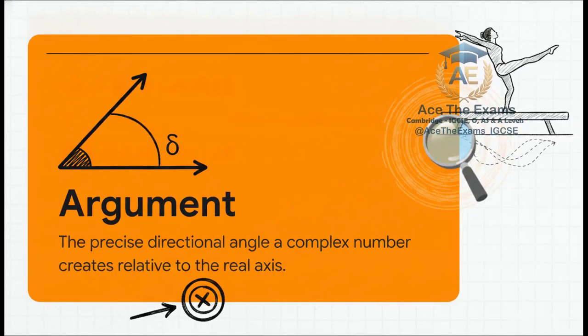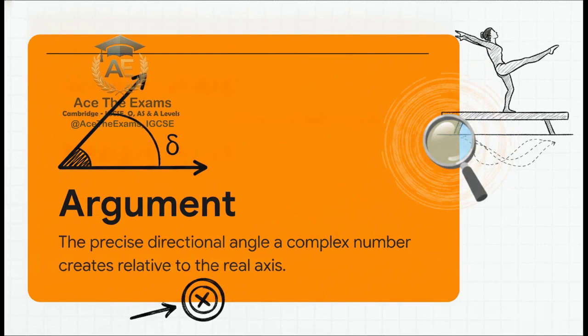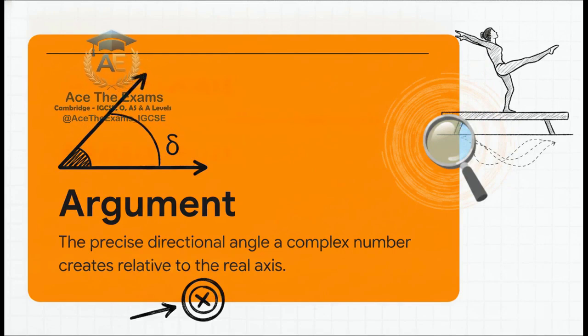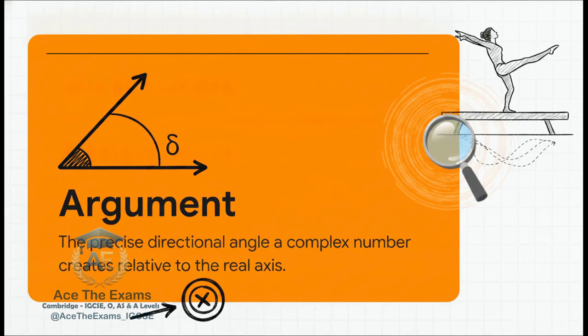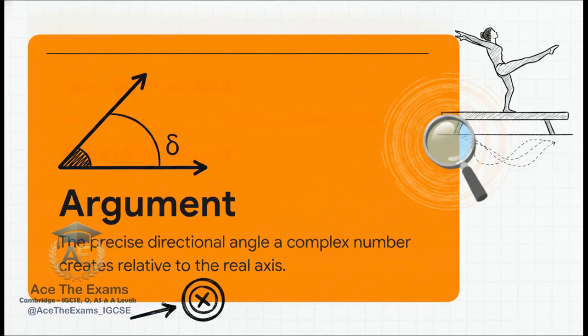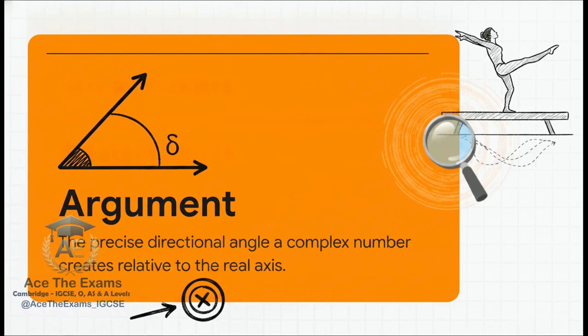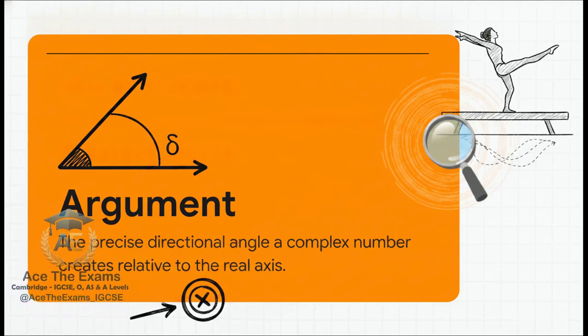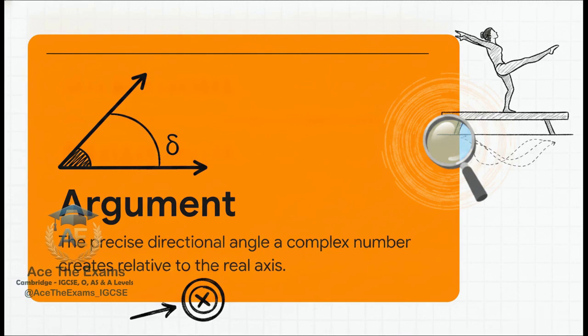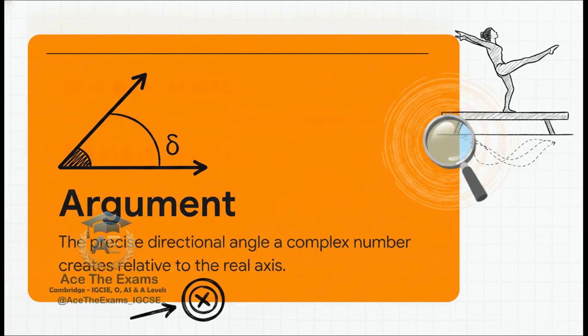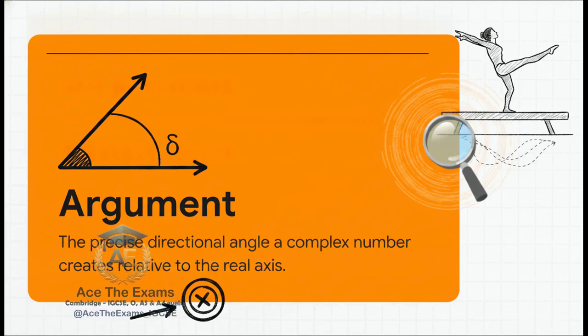Moving right along, our next movement is the argument. If the modulus is the reach, the distance, then the argument is the direction. It's the precise directional angle that a complex number creates relative to the positive real axis. Now think back to gymnastics. If a gymnast's angle is off by even a tiny fraction of a degree during a flip, the whole routine falls apart, right? They completely miss the landing. The exact same rule applies to your 9709 exam. The argument dictates exactly where your mathematical movement flows. It gives that magnitude we just talked about a highly specific destination.